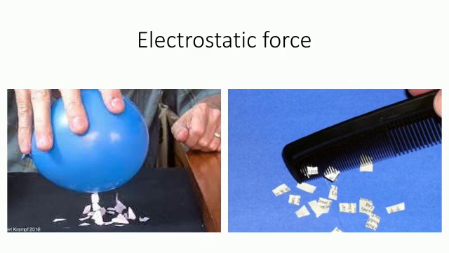Static electricity is produced at the place of friction. Static electricity remains on an object only for a short duration. The force exerted by such electrically charged materials is called electrostatic force. I hope you have understood this part.